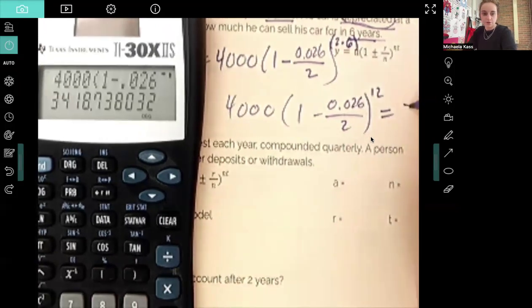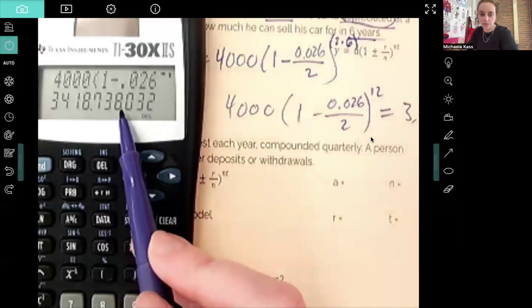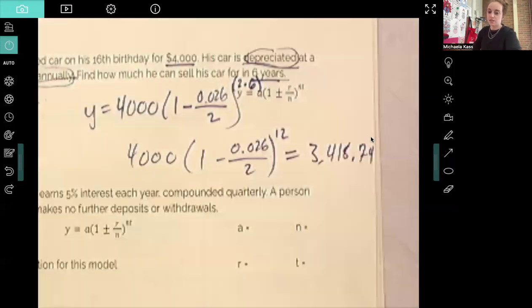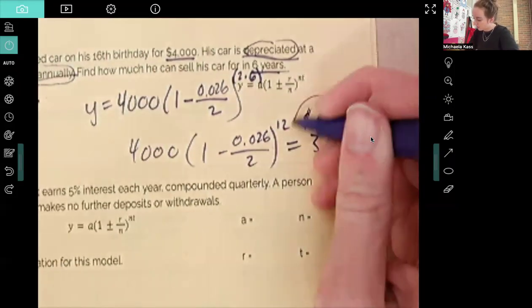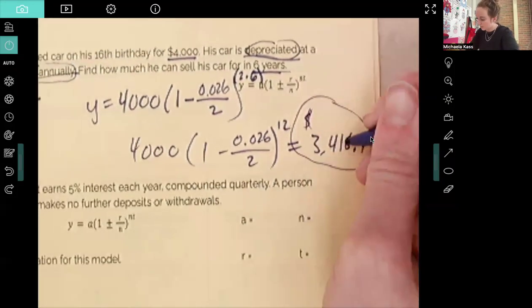So we have 3,418.74. How did I get that 4? Well, remember the third decimal here is an 8. That's larger than 5. So it's going to push this number up 1. So he can sell his car for $3,418.74.